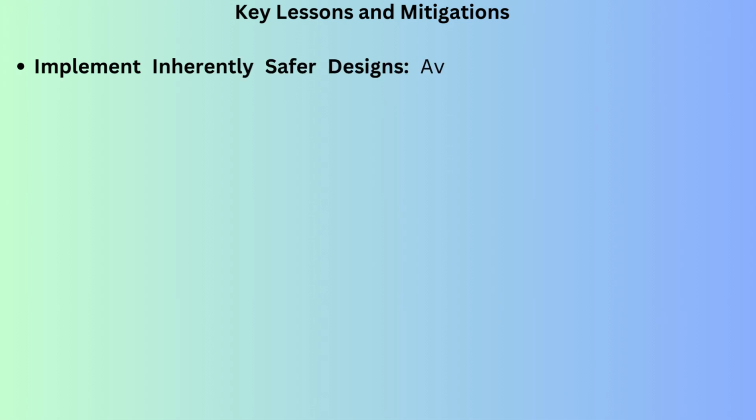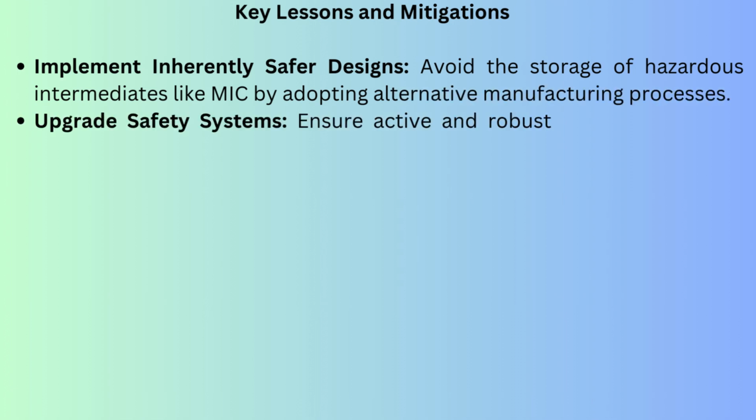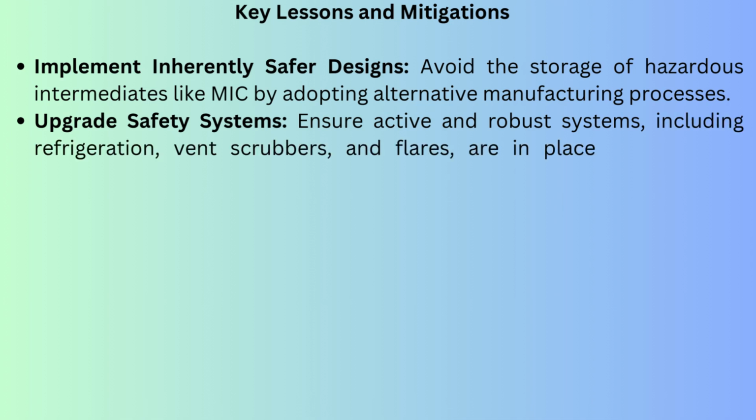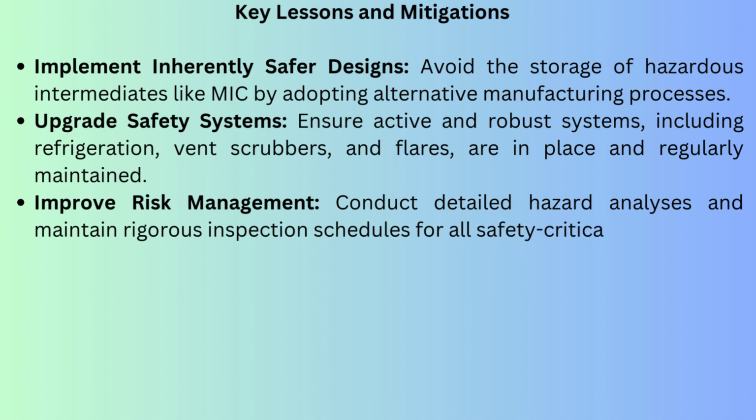Key lessons and mitigations. Implement inherently safer designs. Avoid the storage of hazardous intermediates like MIC by adopting alternative manufacturing processes. Upgrade safety systems. Ensure active and robust systems, including refrigeration, vent scrubbers, and flares, are in place and regularly maintained. Improve risk management. Conduct detailed hazard analyses and maintain rigorous inspection schedules for all safety-critical equipment.